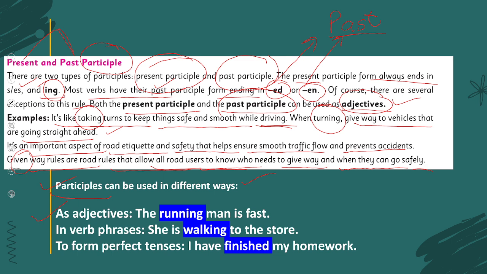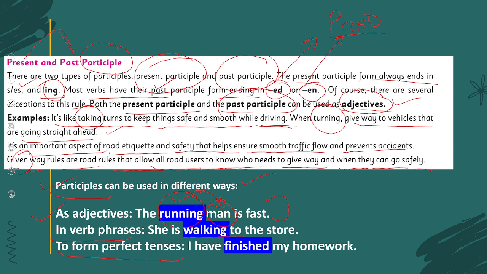We can use them as adjectives. For example, the running man is fast. Running man. Running is an adjective which is describing the quality of the man over here. This can also be used in a verb phrase. For example, she is walking to the store. Walking is a present participle over here.